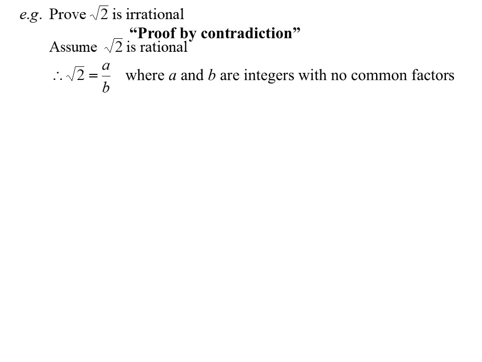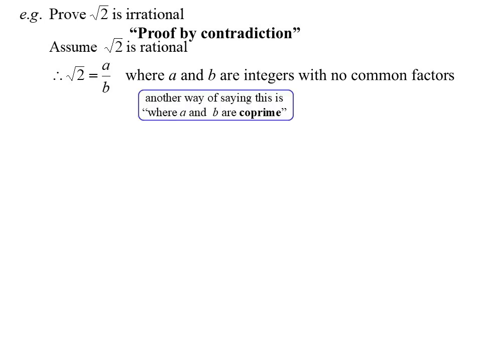That means I can write the square root of 2 as a over b, where a and b are integers. And basically I'm saying it's going to be simplified, so it has no common factors. We've simplified it as far as it can go. There is a neater, much shorter way of writing that. Another way of saying that, you could say where a and b are co-prime.